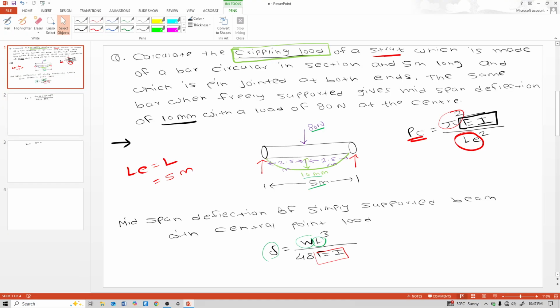Understand this formula for delta. Deflection is directly proportional to load, and deflection is also directly proportional to length. But see, this deflection is inversely proportional to modulus of elasticity and moment of inertia. That means if the modulus of elasticity increases, the deflection will decrease. If the moment of inertia increases, the deflection will decrease. So when modulus of elasticity and moment of inertia increase, deflection decreases.